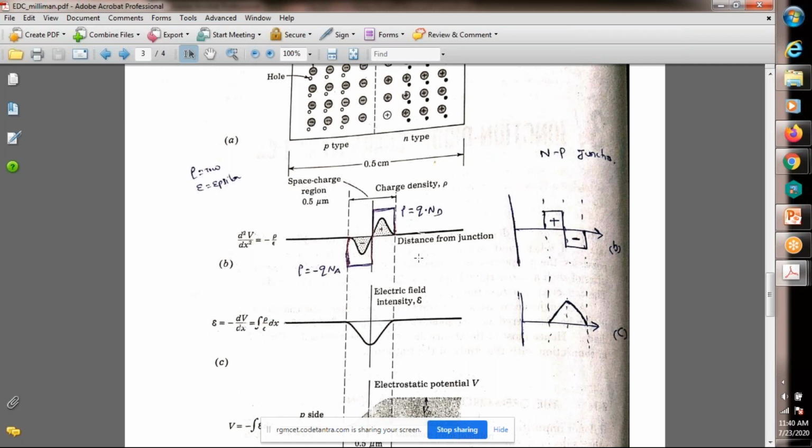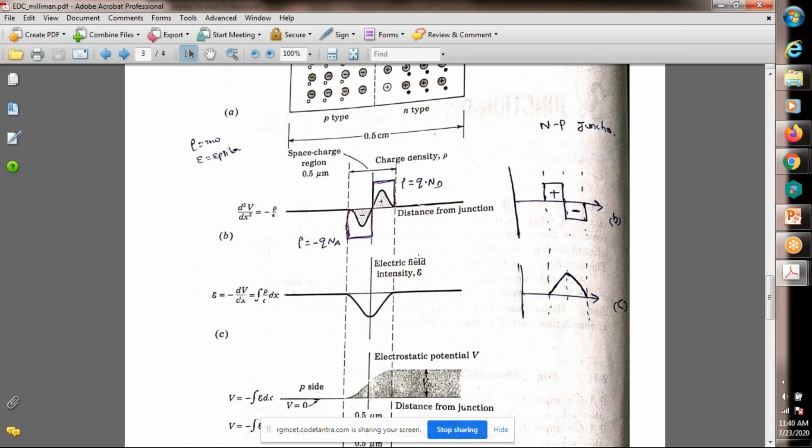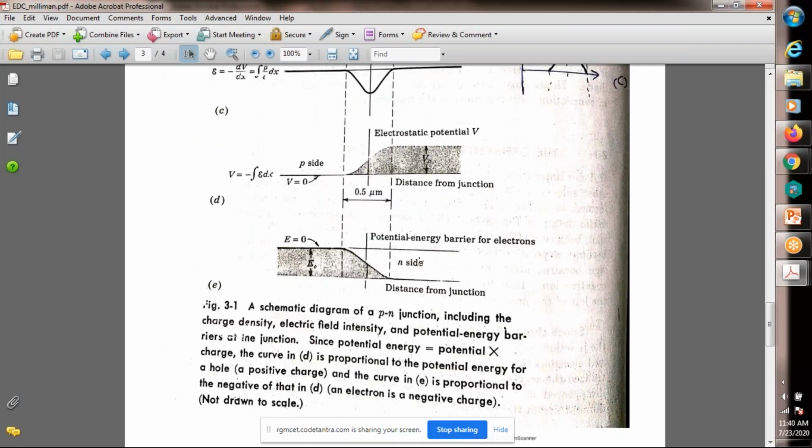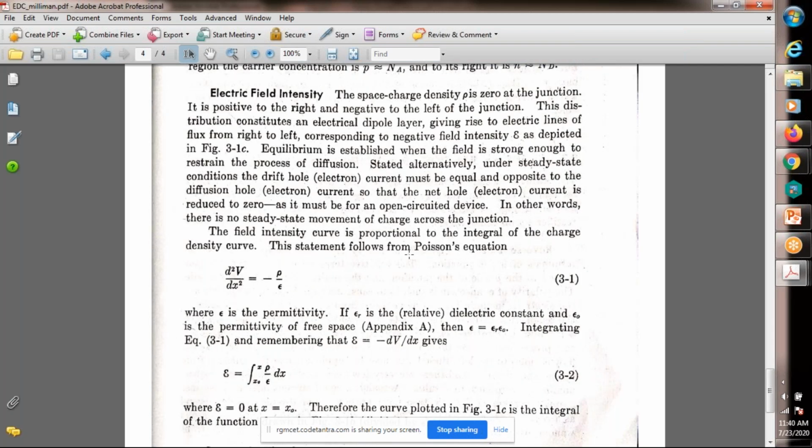Here, the field intensity curve is proportional to the integral of the charge density curve. So this statement follows from Poisson's equation.